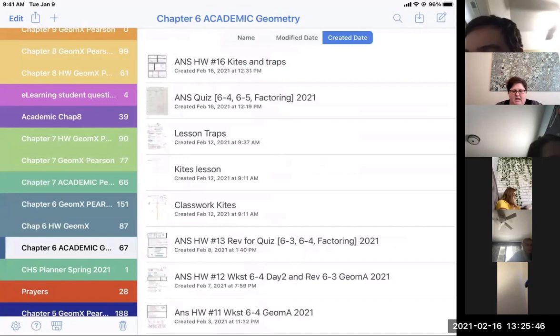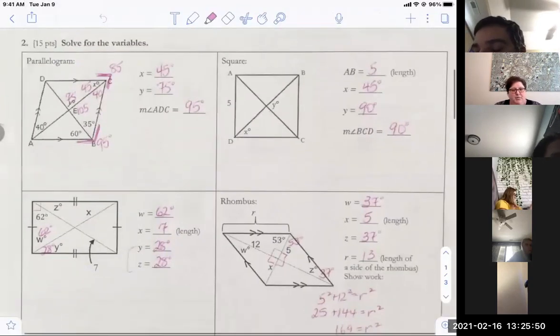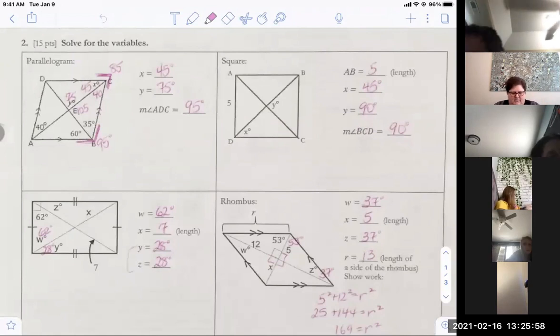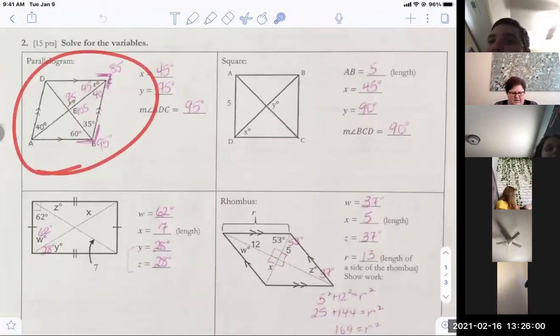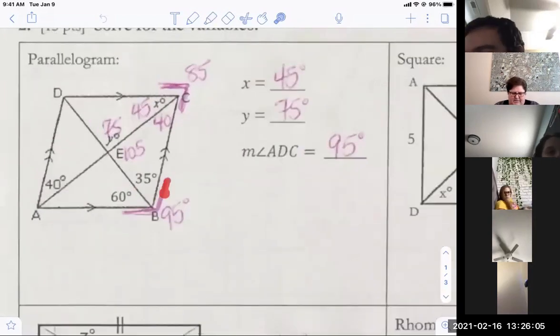On these kinds of problems right here, you need to be able to work those out quickly without having to think a lot about them. Some of us don't know, especially parallelogram, it seemed like we were kind of rough on that. Remember that in a parallelogram, the consecutive angles have to be supplementary. So if that's 95, that makes this one 85.